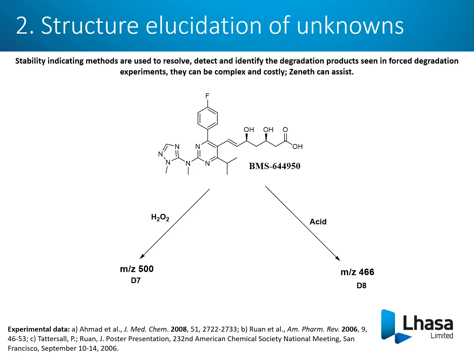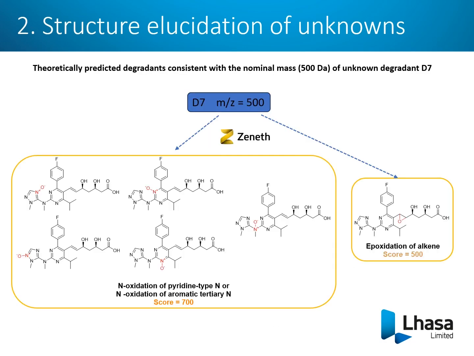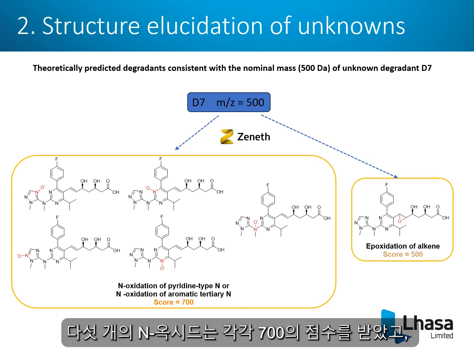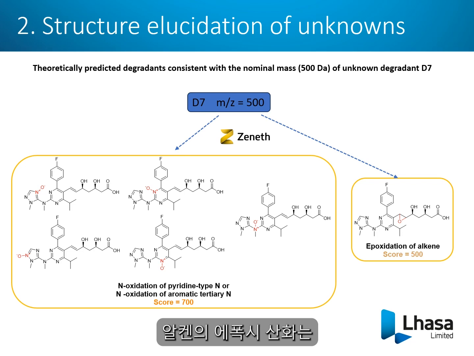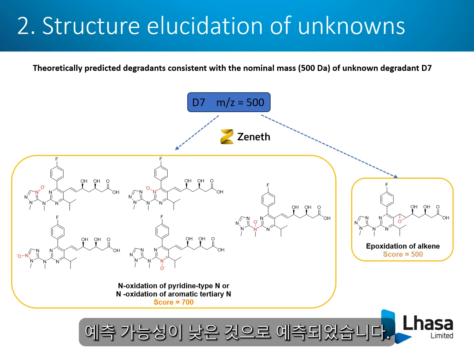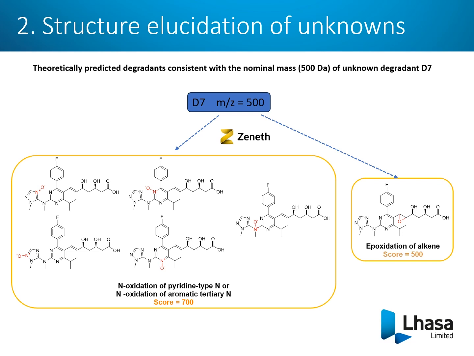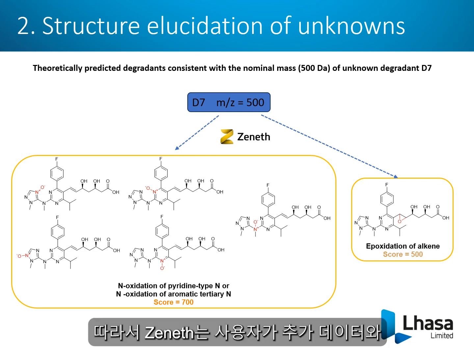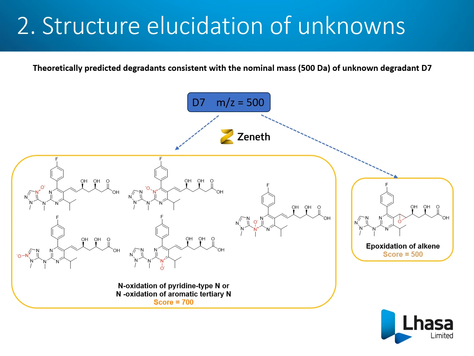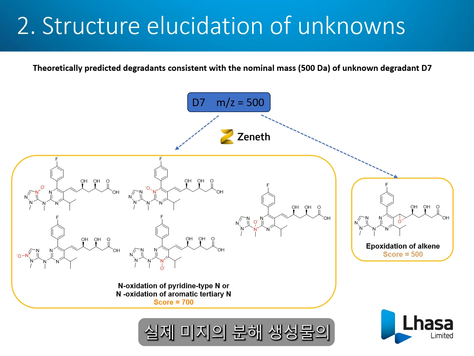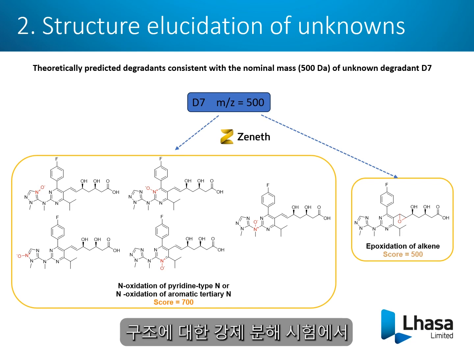For the unknown degradation product D7 at 500 daltons, Zeneth predicts 6 possibilities: 5 N-oxides, each with a score of 700, and an epoxidation of the alkene, which was predicted as less likely than the other possibilities, at a score of 500. Zeneth can therefore provide a useful starting point for the user to map additional data and knowledge, which enables informed conclusions to be gathered from forced degradation trials on the actual structure of the unknown degradant.